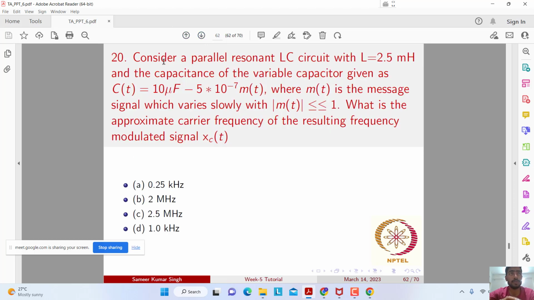Okay, next question is: consider a parallel resonant LC circuit with L equal to 2.5 millihenry and the capacitance of the variable capacitor is given as C(t), where m(t) is the message signal which varies slowly. What is the approximate center carrier frequency of the resulting frequency modulated signal? Question is clear?